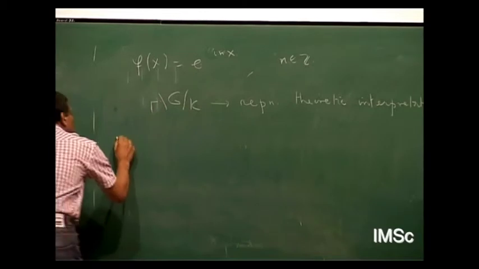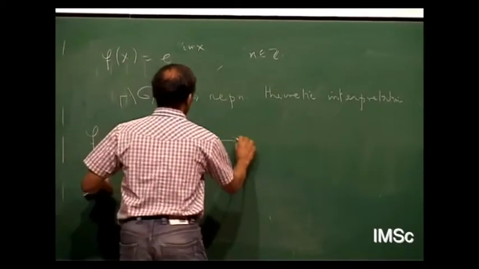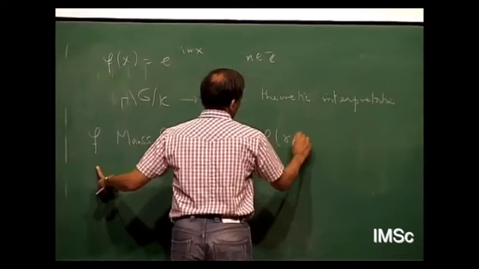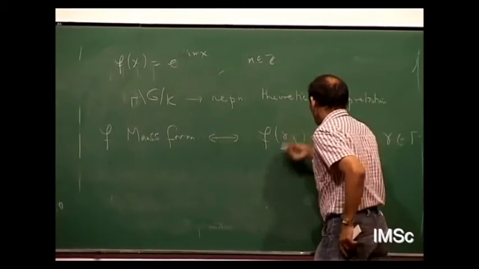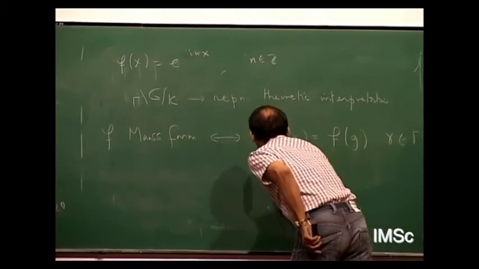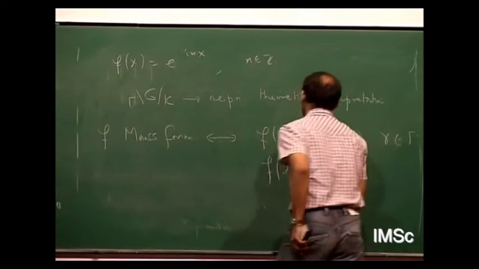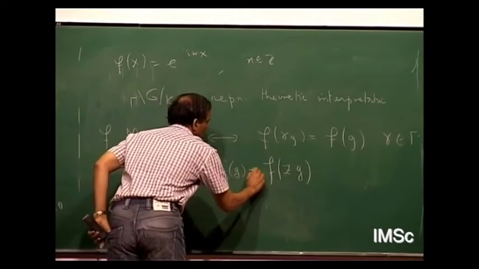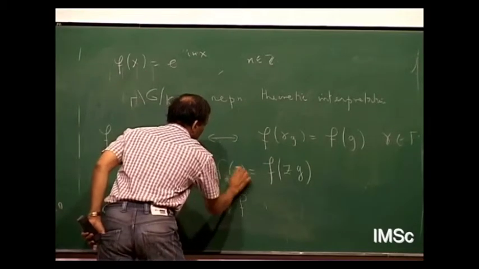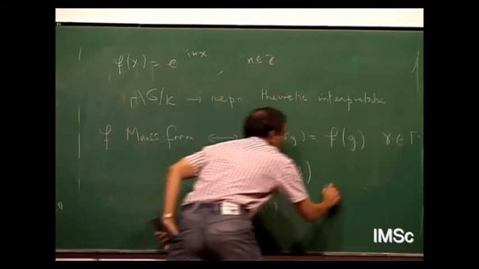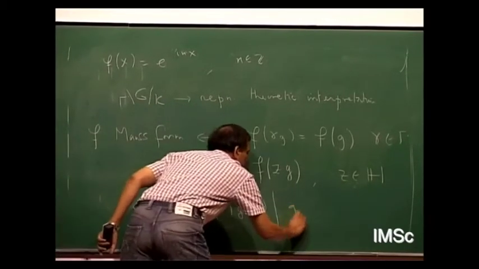So the idea is, suppose f is a Maass form, an eigenform, so f of gamma g equals f of g for gamma in this lattice gamma. Then you can take this f and look at translates of it. So you can look at f of zg, call this f_z of g, and look at the space generated by all these functions f_z, where z is in the upper half plane, for g in the group G.